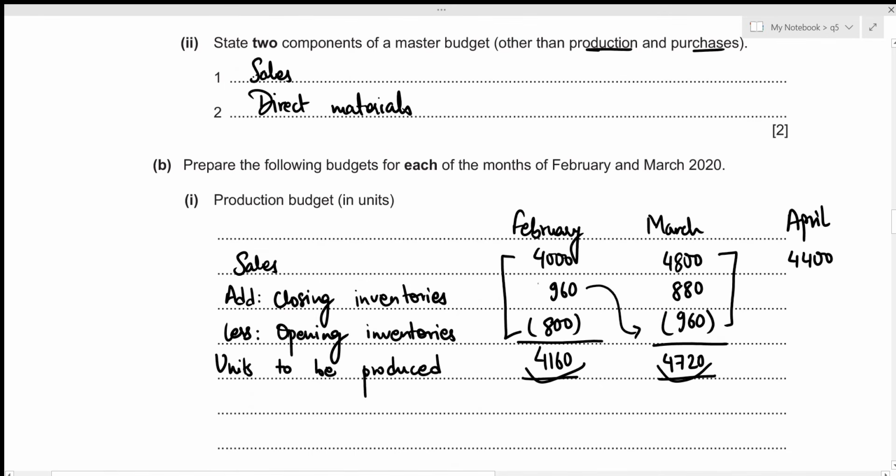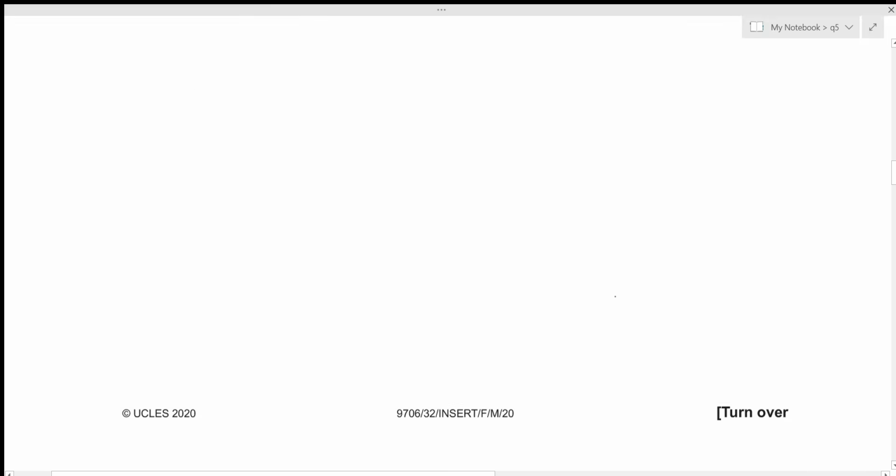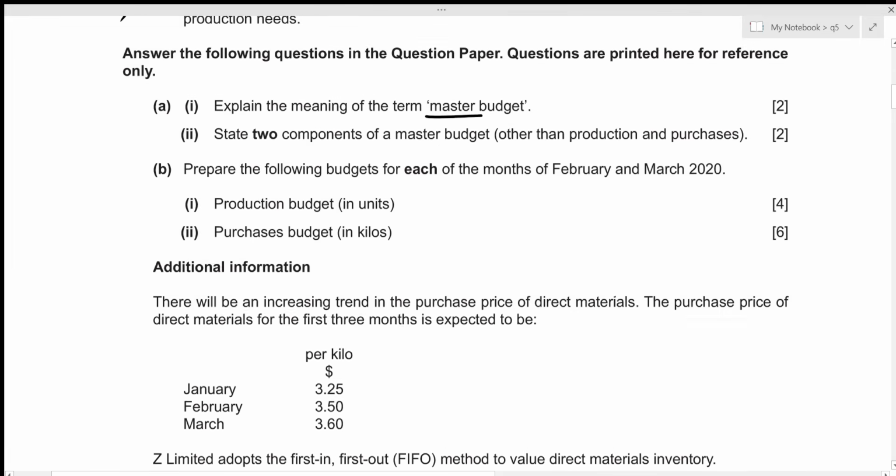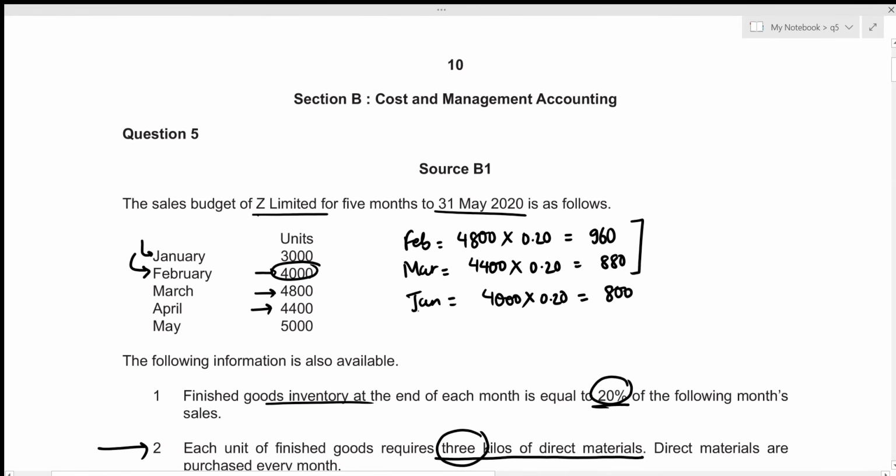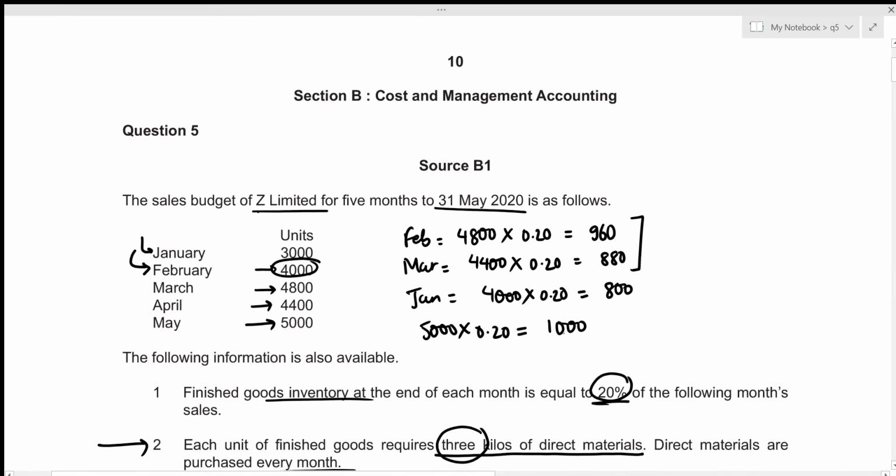And now we need to add the closing inventories of April. And we know that the closing inventories is just 20% of next month's sales. In this case, that will be 20% of the sold units in May. So that's 5,000 times 20%, which you can write down as 0.20, which results in the closing finished goods inventory for the month of April to have the value of 1,000. Let's write it down.